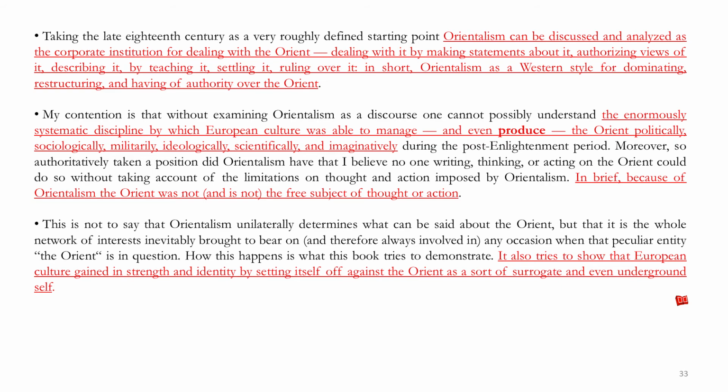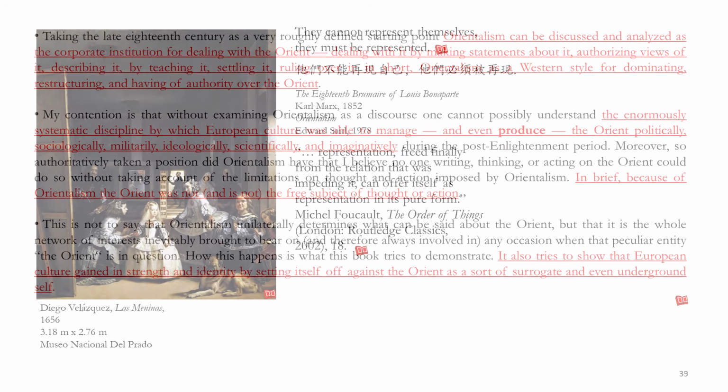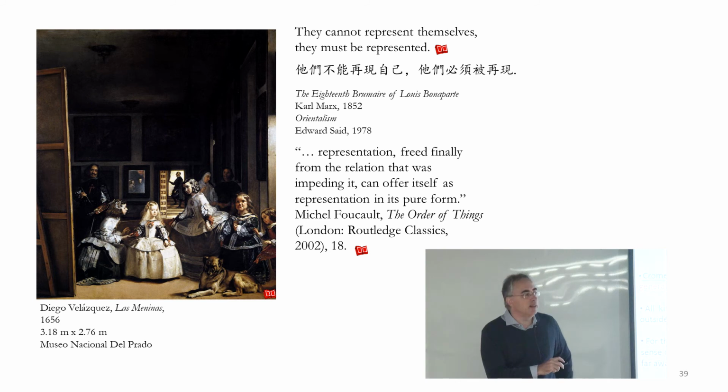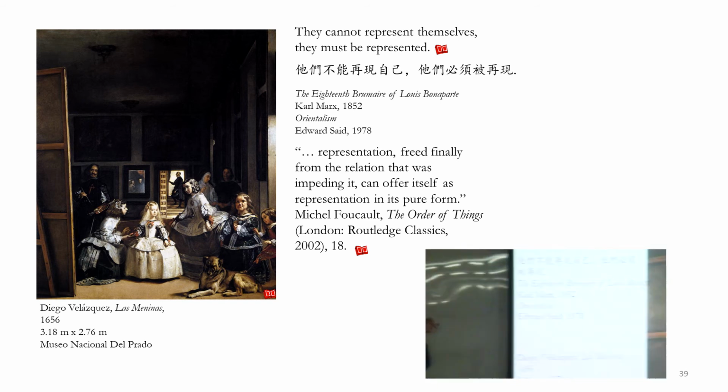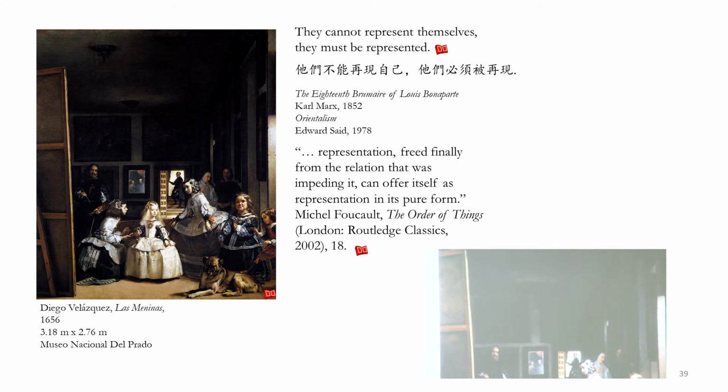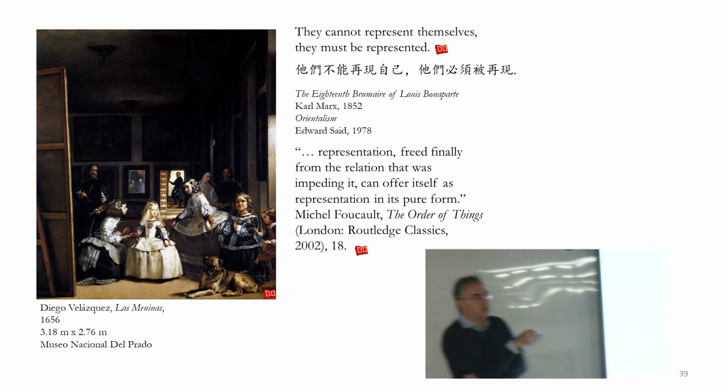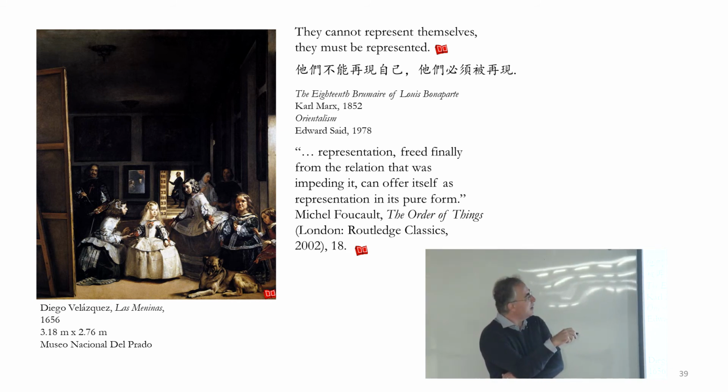Now, I need to skip through all this. I will focus just a bit more on the very motto that Said picks for his own book. He picks it up from a text by Karl Marx, an excerpt from the 18th Brumaire of Louis Bonaparte. The quote he picks from the original is, "They cannot represent themselves, they must be represented."